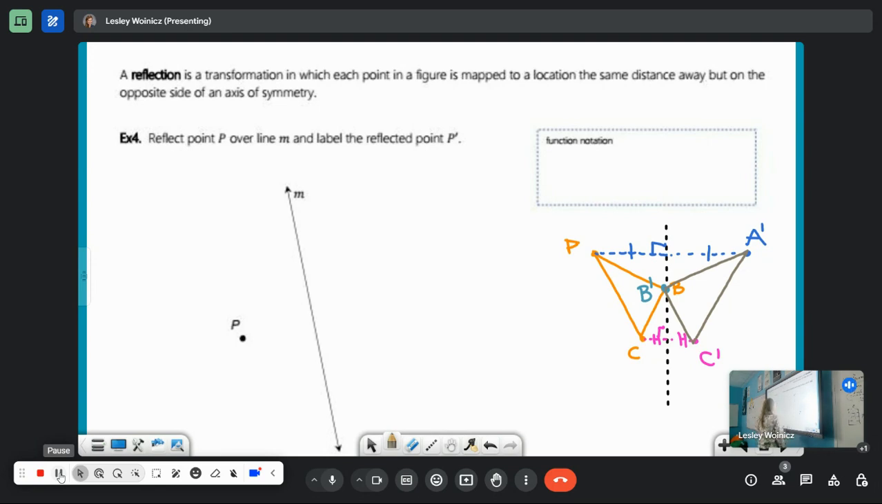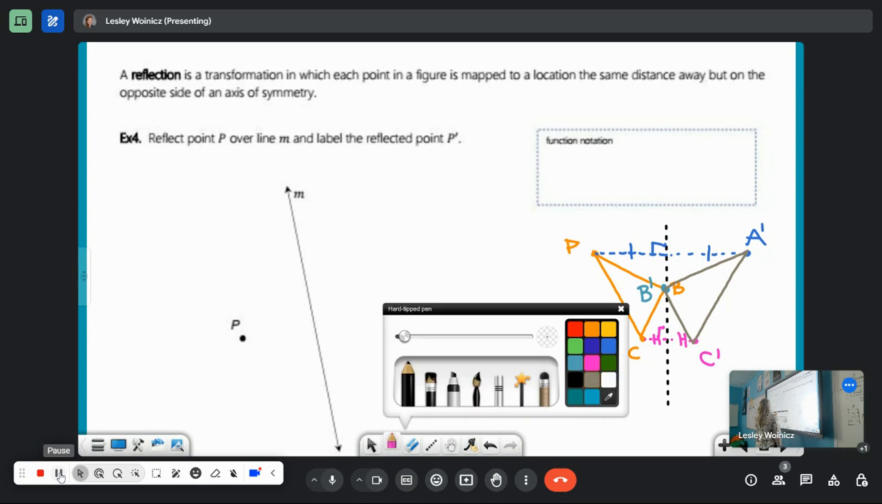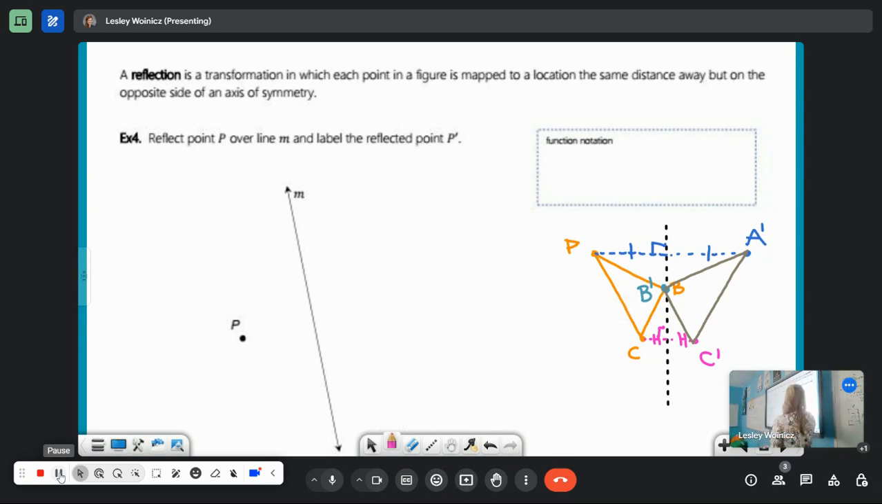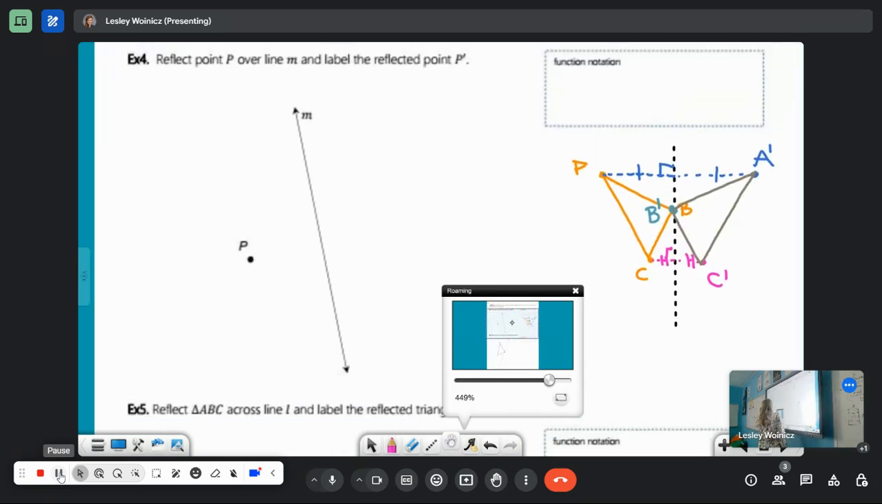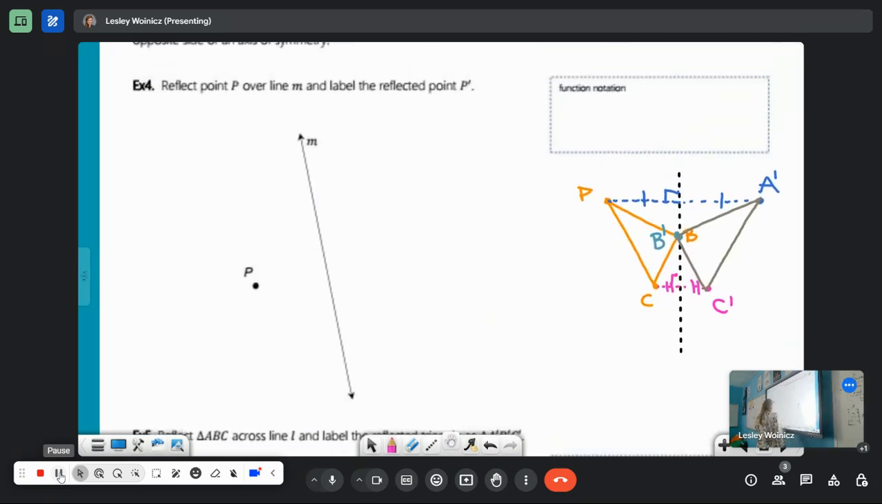Okay, here we go. Now we're going to have some fun. All right, we kind of already know how to do this. What we don't know how to do is not, like, guess it, but use a compass to do it.